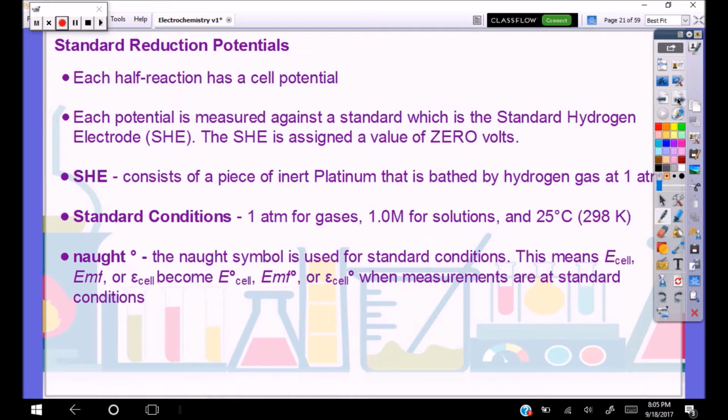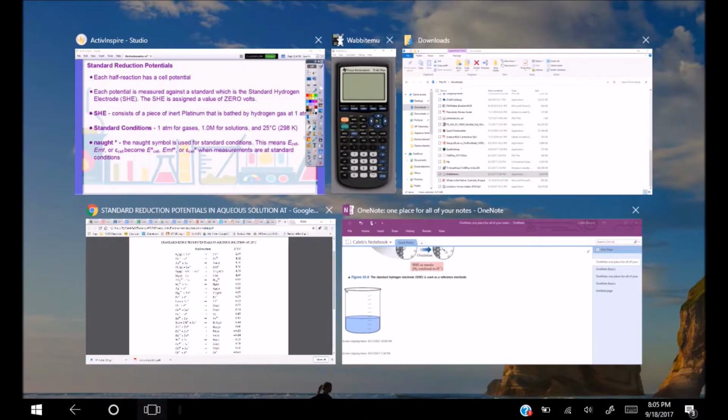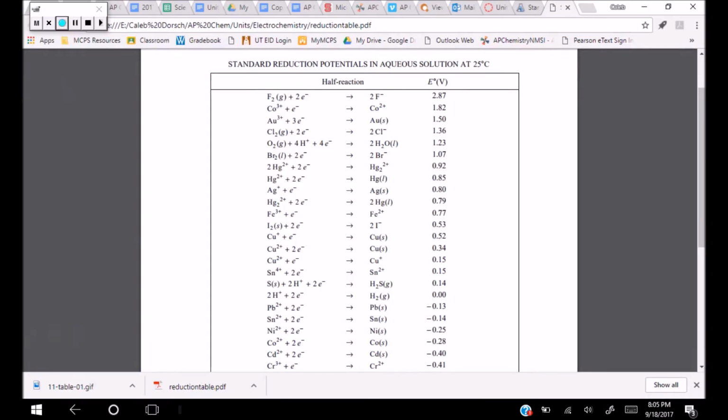All right, standard reduction potentials. So I mentioned these earlier. Each half reaction has its own cell potential. So when we look at half reactions, we actually have a nice little table here. You should have gotten this table in the formula sheet packet.